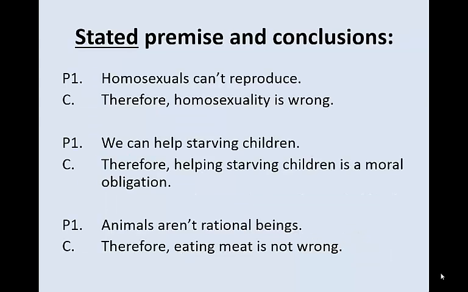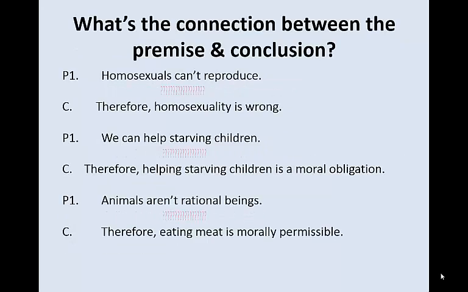So, let's take a look at these arguments, stated as premises and conclusions. Here we had premise 1, homosexuals can't reproduce, therefore homosexuality is wrong. Second argument, premise 1, we can help starving children, therefore helping starving children is a moral obligation. Finally, premise, animals aren't rational beings. Conclusion, therefore eating meat is not wrong.